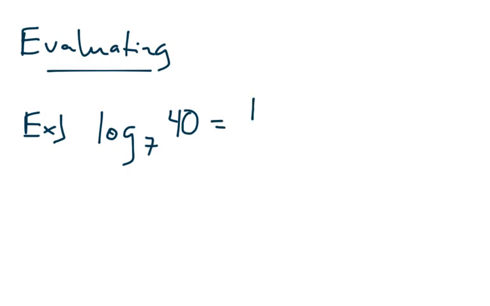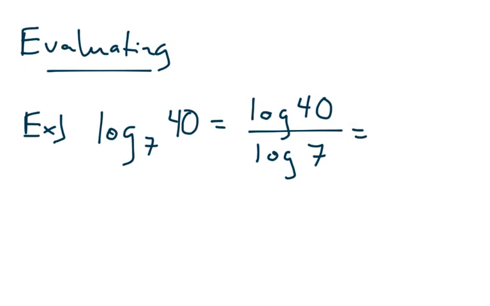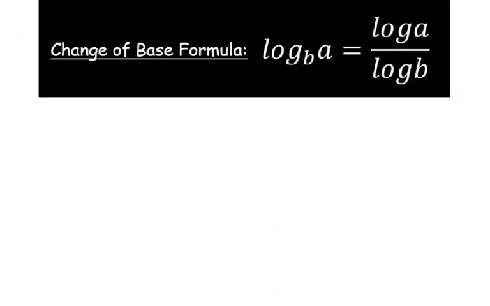Now for this problem, the change of base formula would say that I could actually do the common log of 40 divided by the common log of 7. And when you compute both of those common logs, which we'll show you in a minute on the calculator, we would be able to have evaluated this overall log. So the change of base formula says that if I have basically any log base b of a, I can always do the common log of a divided by the common log of b.